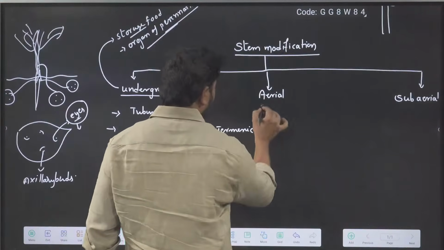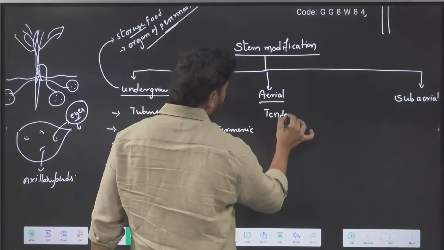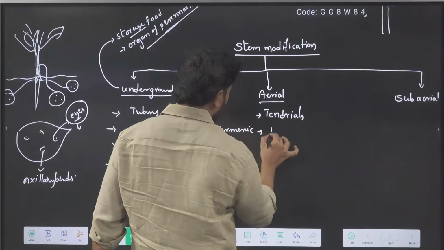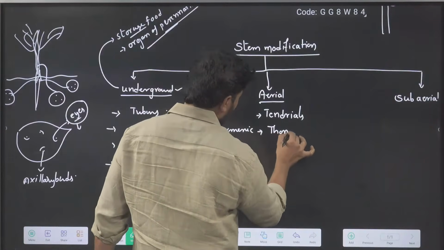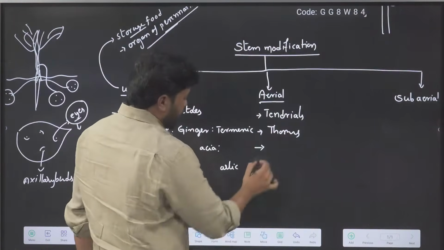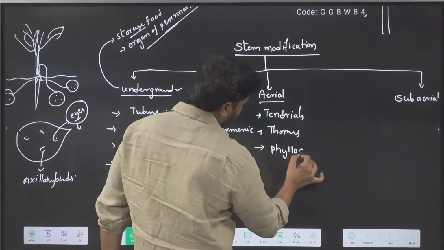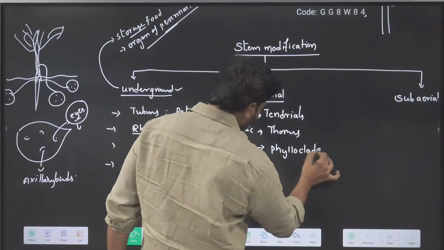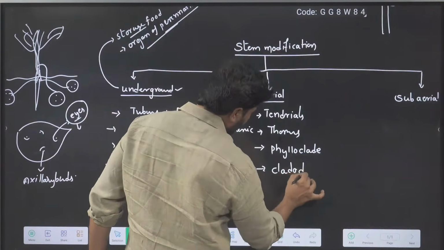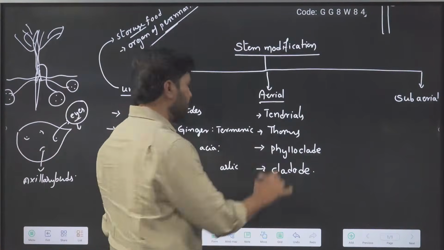Over here, tendrils, thorns, okay, phylloclade, cladode, phylloclade and cladode.